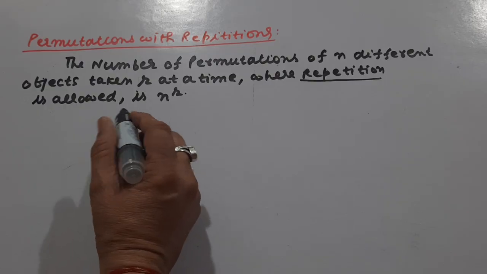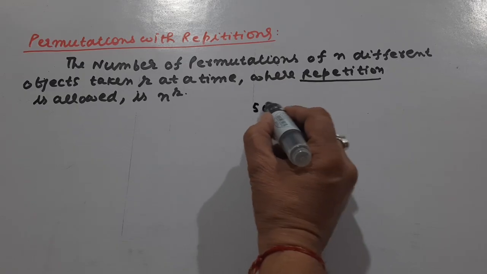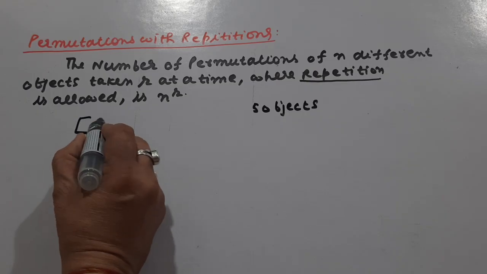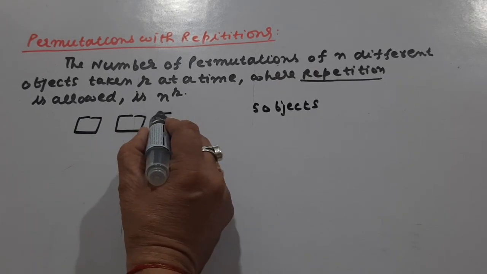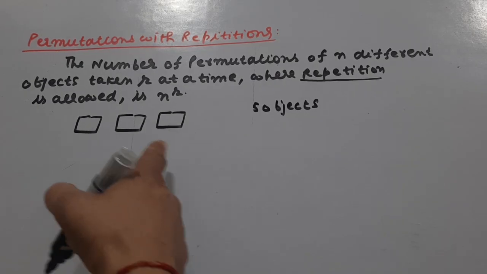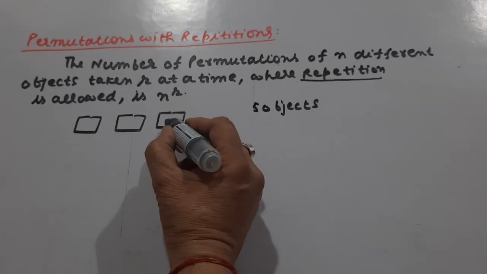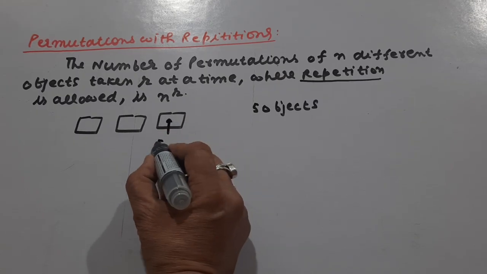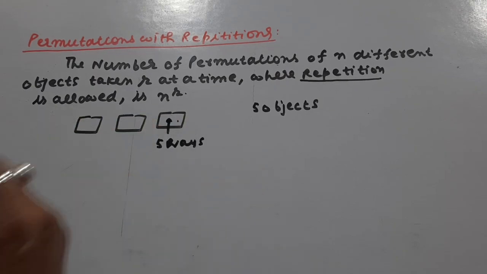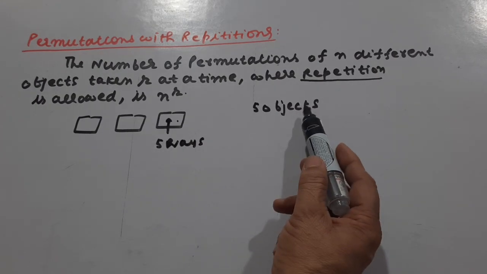Let us take an example. Suppose we have 5 objects and we have 3 vacant places. Now these 5 objects are to be arranged at 3 vacant places and repetition is allowed to us. So students, this first place can be filled up in 5 ways by any one of the 5 objects.